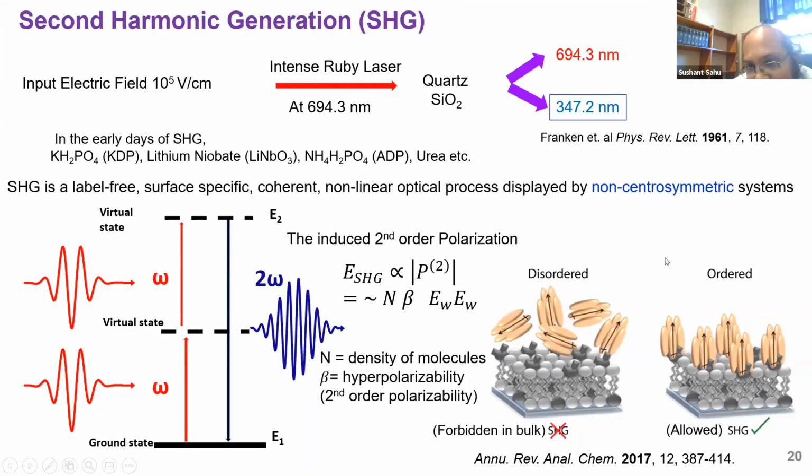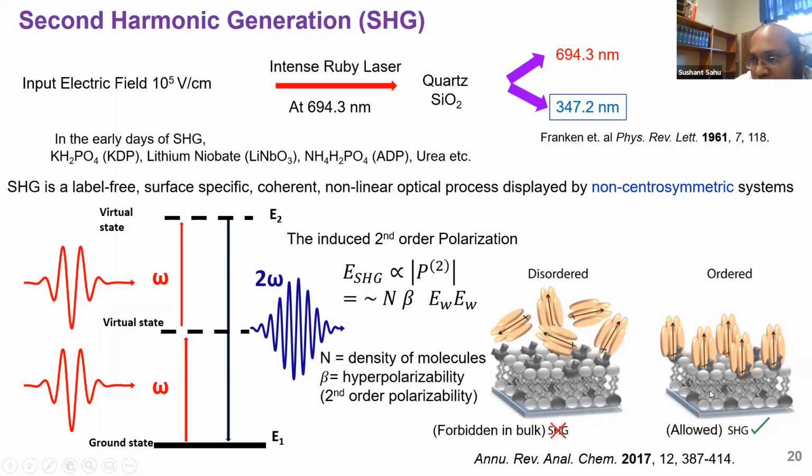Okay, and one important point I want to make here is that SHG is forbidden in bulk. Where you have randomly oriented oscillating dipoles, the net electric field gets cancelled due to destructive interference, so it is forbidden, and the hyperpolarizability becomes zero because of the cancellation of dipole moments.